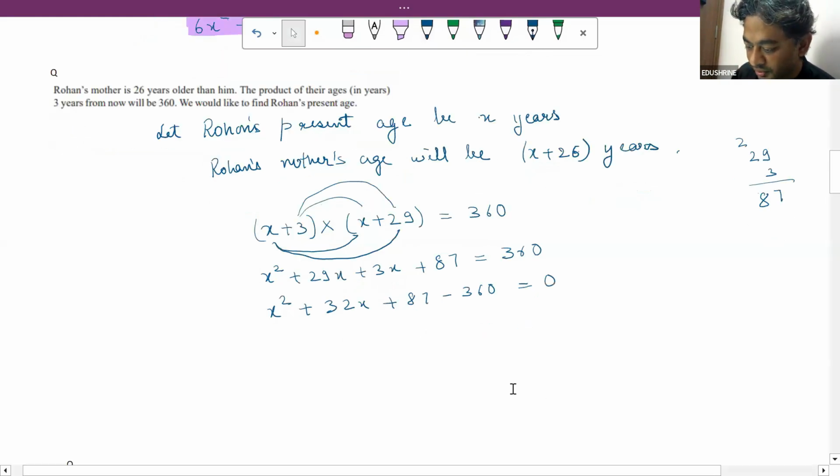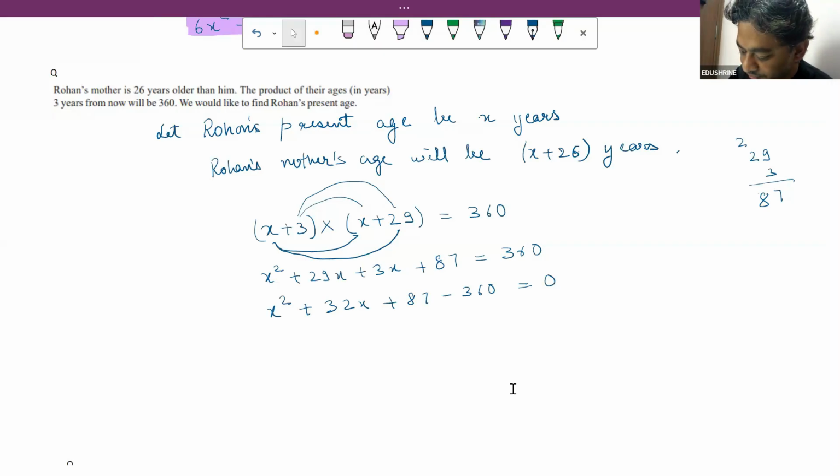Now, okay, Lalita has raised hand. Yeah, Lalita, if you have a doubt, you can write your doubt in the chat. I'll check the chat.